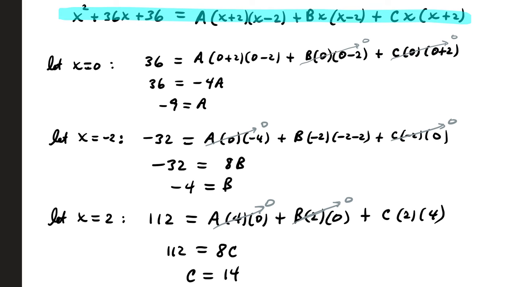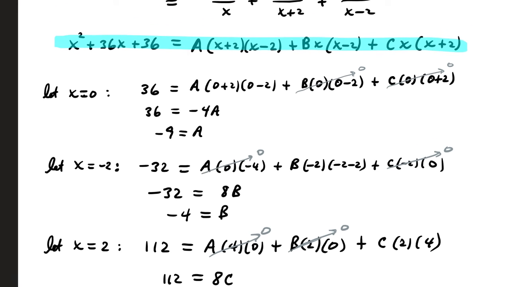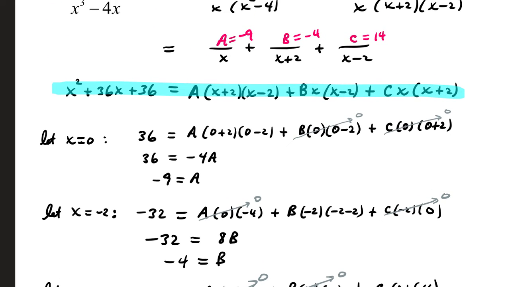If x is positive 2, substitute it into your highlighted equation, gives you 112 equals a times 4 times 0, so that group goes to 0, plus b times 2 times 0, that group goes to 0, and then finally in your C group, C times 2 times 4, that's 8c. 112 divided by 8 is 14, so we now have all three of our numerators, negative 9, negative 4, and 14 respectively. So that's what you would have for these three individual fractions.